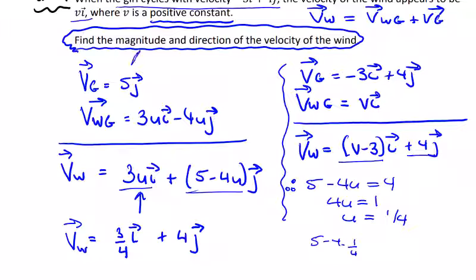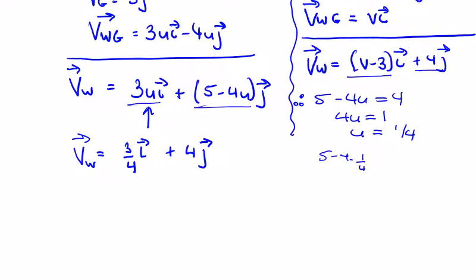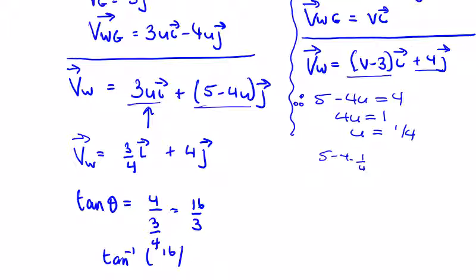Now we're looking for magnitude and direction, so we can say that tan of theta is equal to the y component over the x component, the j over the i. 4 divided by 3/4 is 16 over 3, and the inverse tan of 16 over 3 on a calculator is going to give 79.38 degrees. We'll come back and have a look at that in a second.